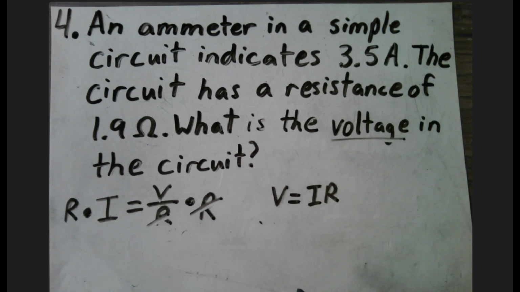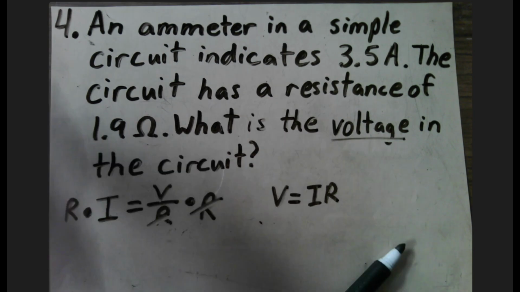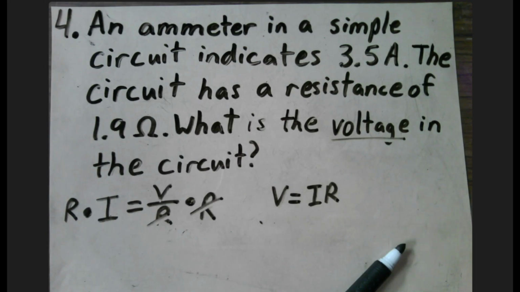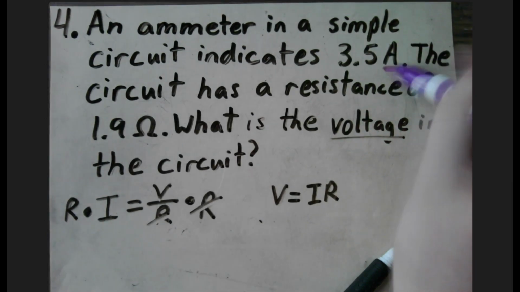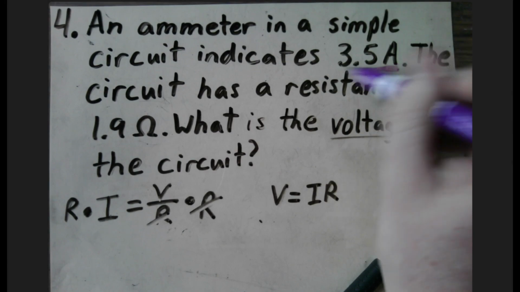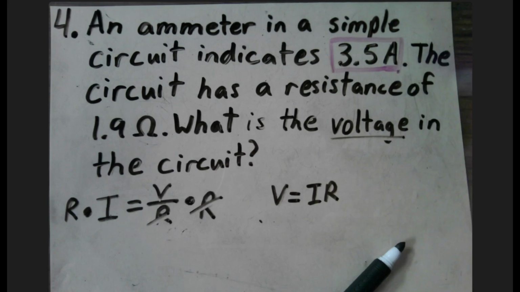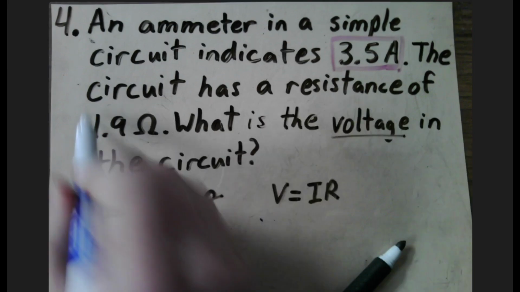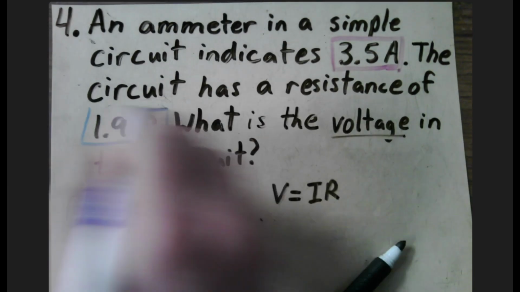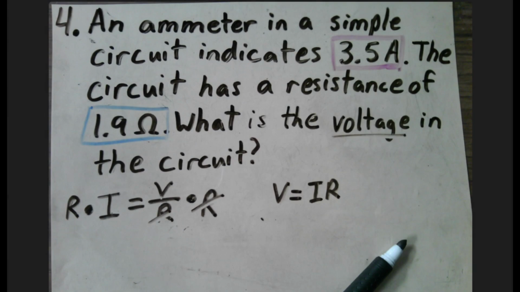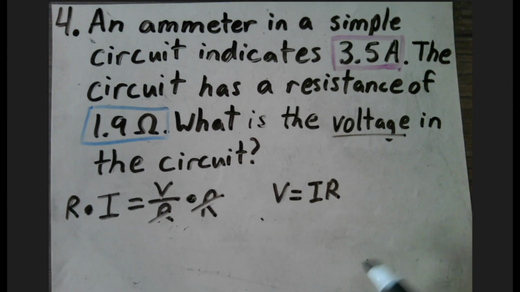So, using our new formula, let's see what we have in the problem to figure it out. Well, we have our current, which, if you remember from our last problem, A is our unit. So 3.5 amperes is our current, and here's 1.9 ohms for our resistance.